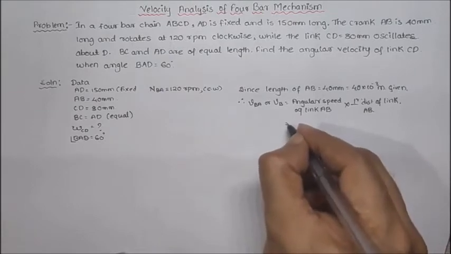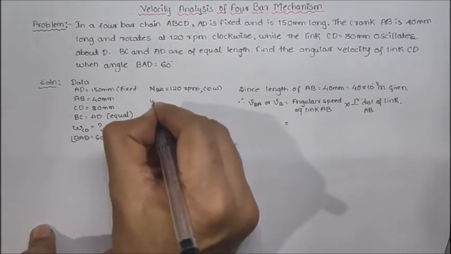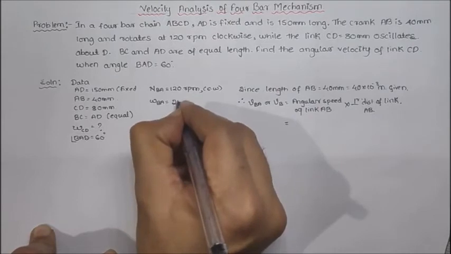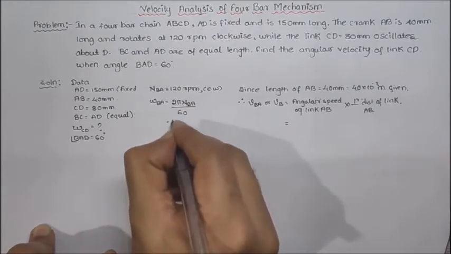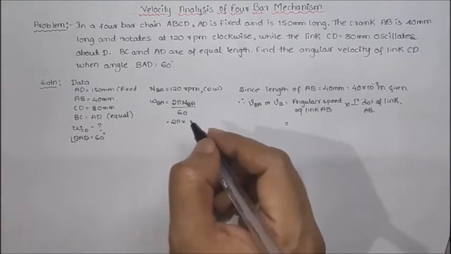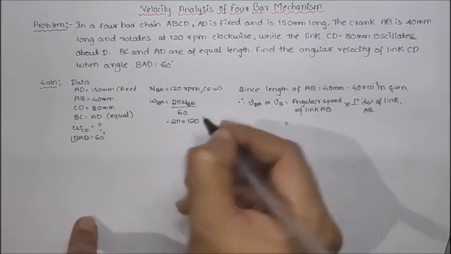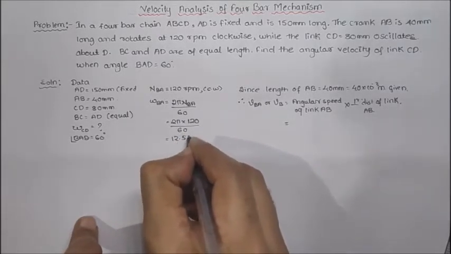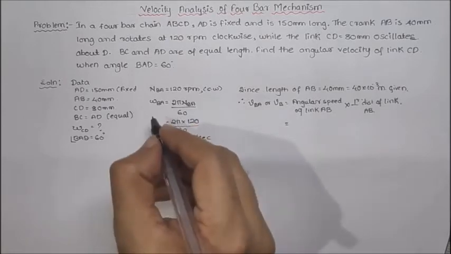So that is angular speed of link AB. To find out the angular speed of link AB, we have omega BA or AB equal to 2 pi N_BA whole divided by 60, that is equal to pi into 120 by 60, that is 12.56 radians per second. So this is angular speed of link AB.